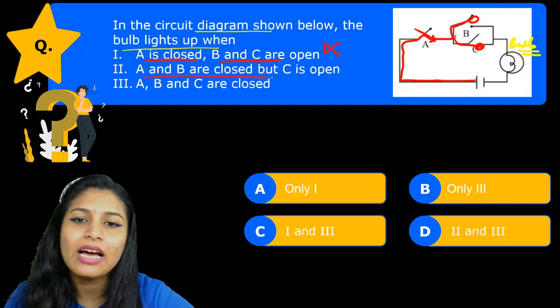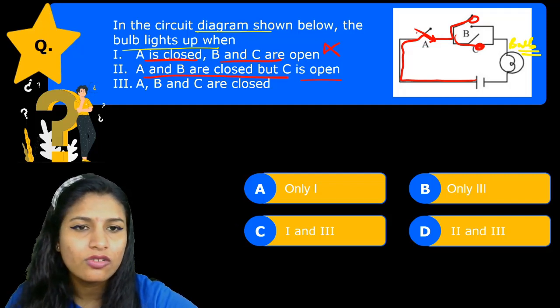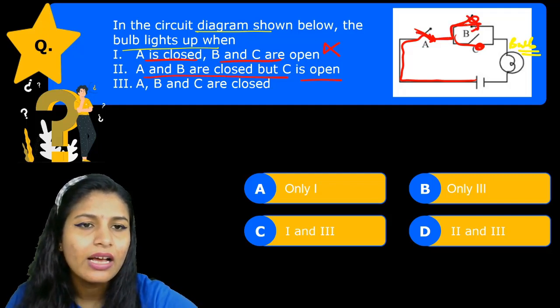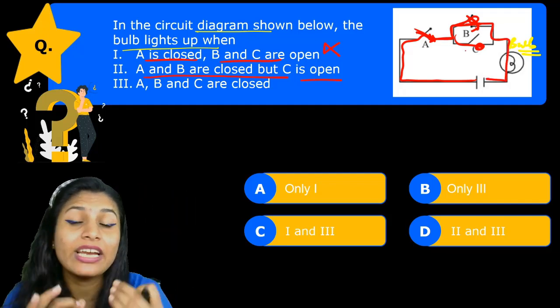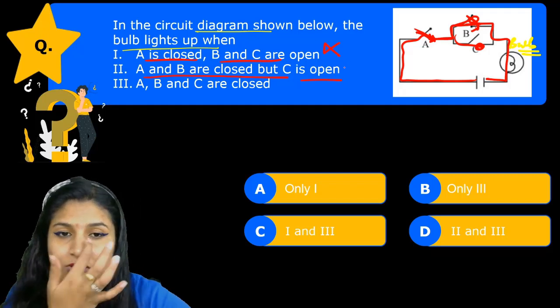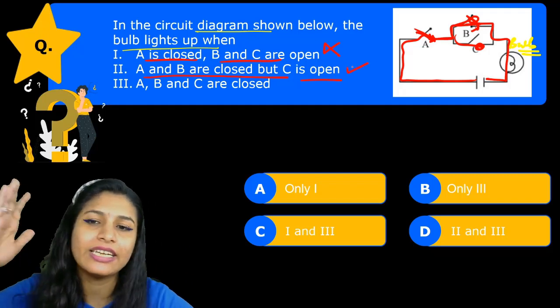Next, A and B are closed but C is open. Let us close A and B. Proceeding, this circuit becomes complete even if C is open. So in option number 2, the light bulb will light up.